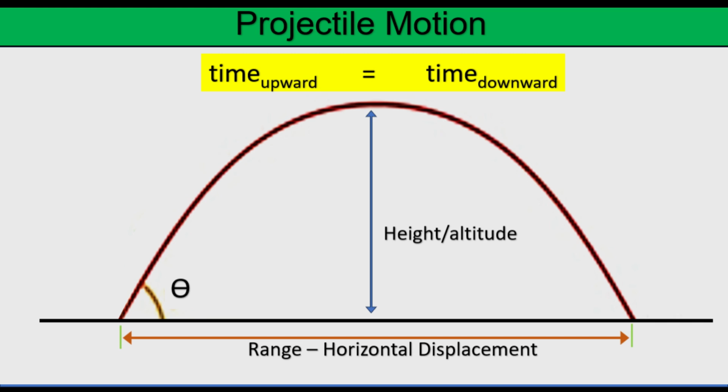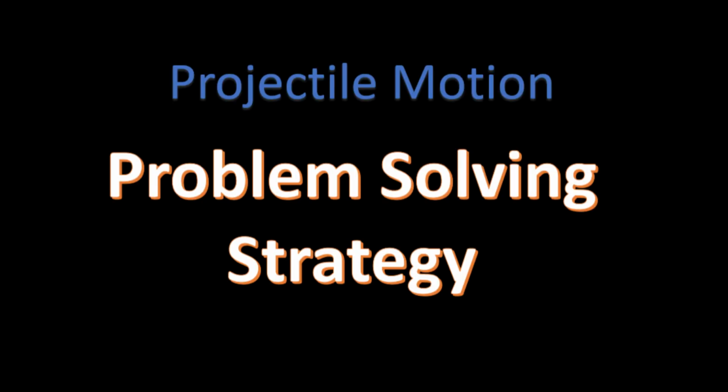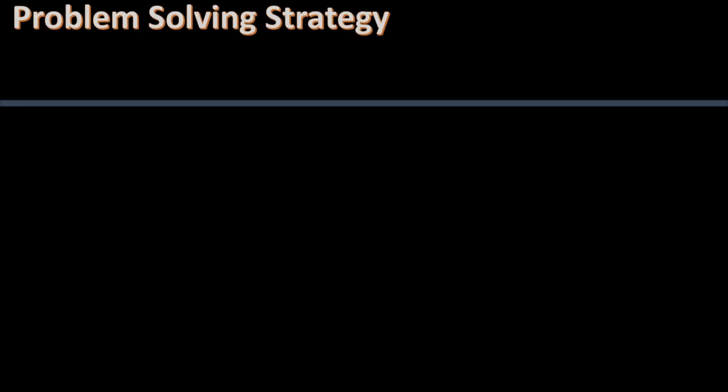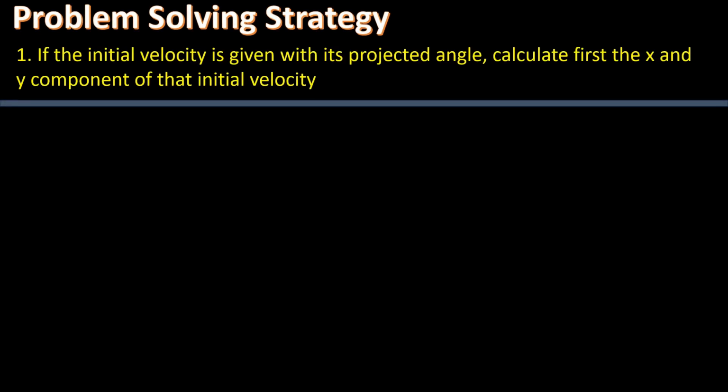Remember also that the time for a projectile from its release until it reaches its peak is equal to the time from its peak until it lands on the ground. We will follow this approach in solving projectile motion problems. 1. If the initial velocity is given with its projected angle, calculate first the x and y component of that initial velocity.